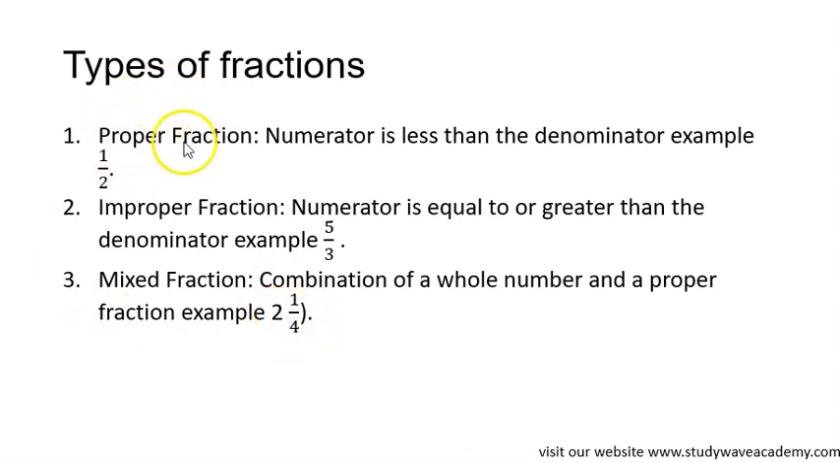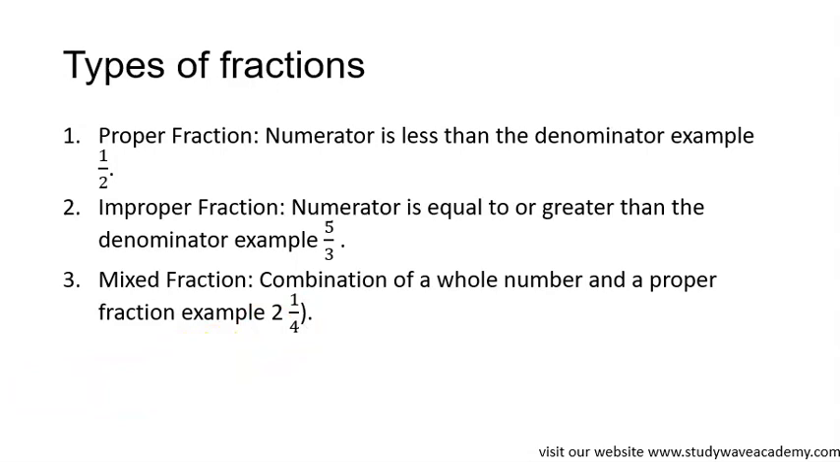So we have the proper fraction, where the numerator is less than the denominator. Improper fraction, where the numerator is equal to or greater than the denominator, and mixed fraction, which is a combination of a whole number and a proper fraction, okay? So this is 2 and 1/4, okay?